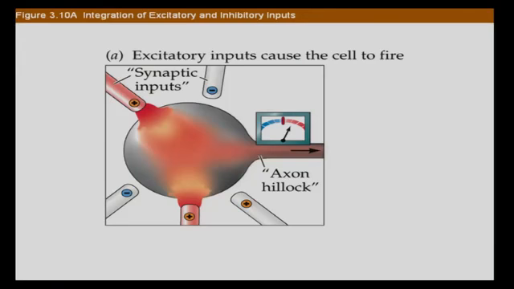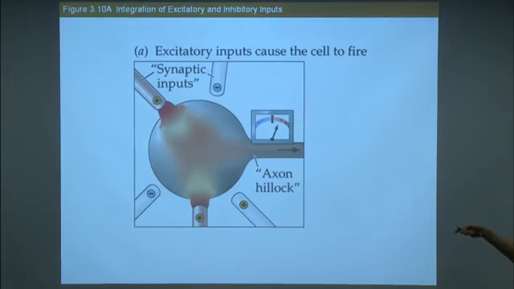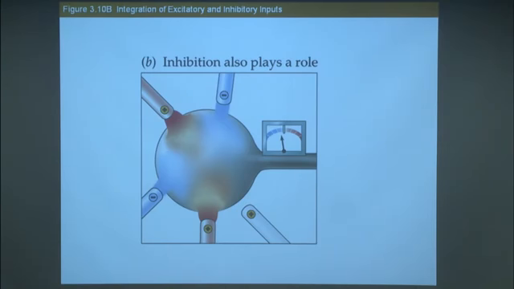Here we see there's two excitatory postsynaptic potentials coming in at the same time. They're relatively close to the axon hillock. No hyperpolarization happening, and so we reach the threshold and we fire an action potential. However, you could also have a situation like this, where you have inhibition and excitation coming in.